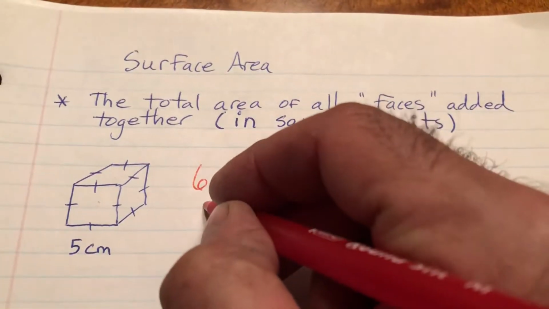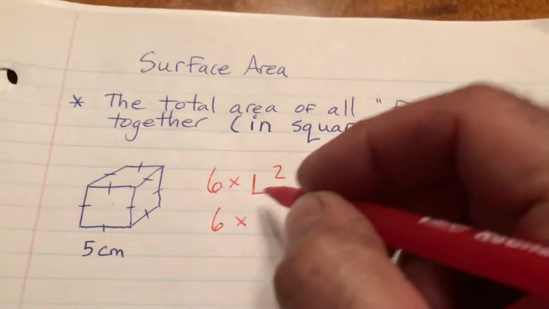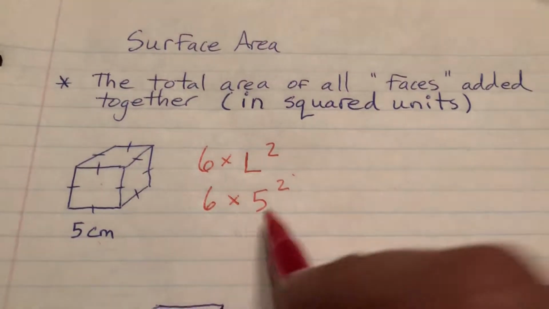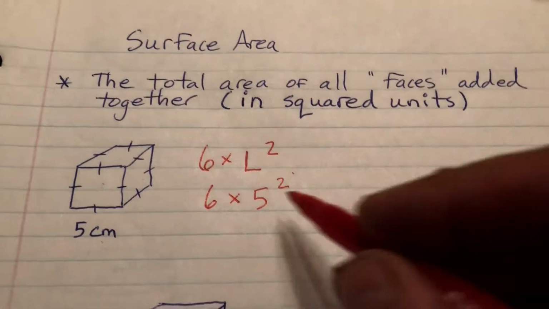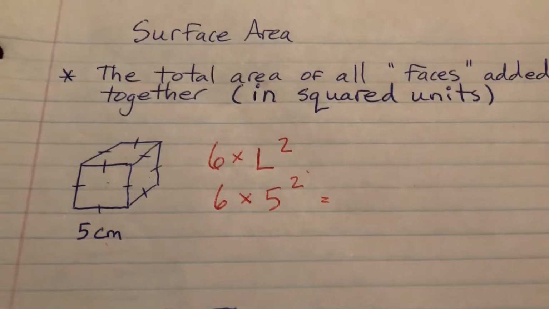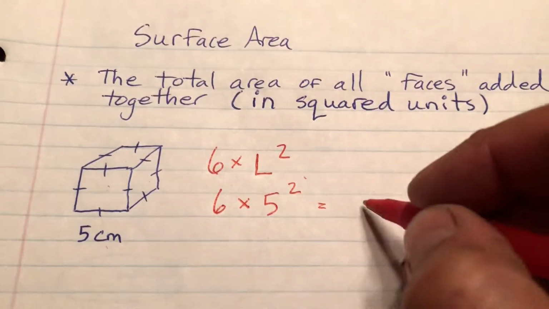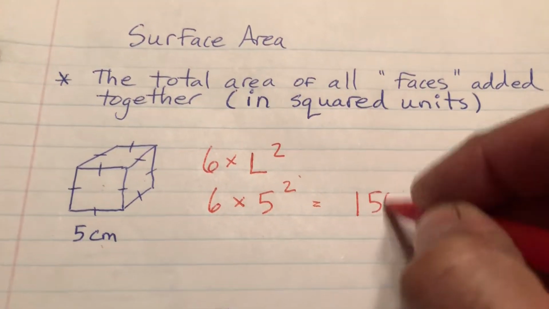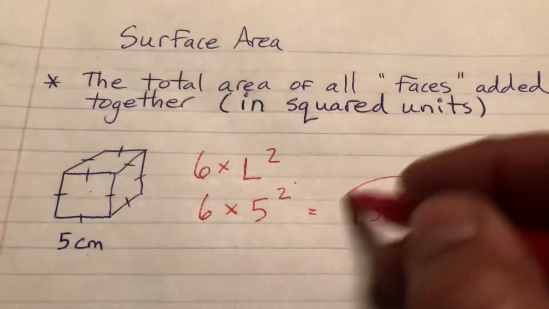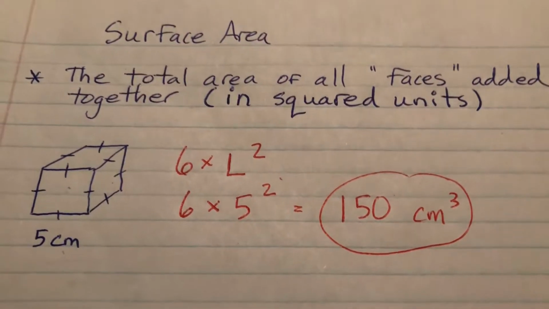So the substitution, 6 times L, L is 5 squared. So 6 times 5 squared, if you were to type that in your calculator, basically it's 6 times 25, and that equals 150 centimeters squared. And that is our final answer for the surface area of the cube.